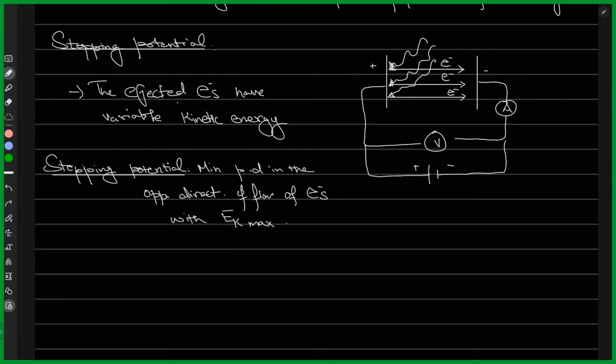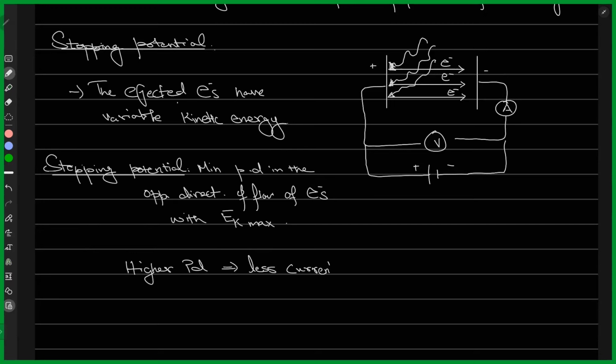Which means that less number of electrons are now reaching the negative terminal. So, was that clear? So higher potential difference implies less current.